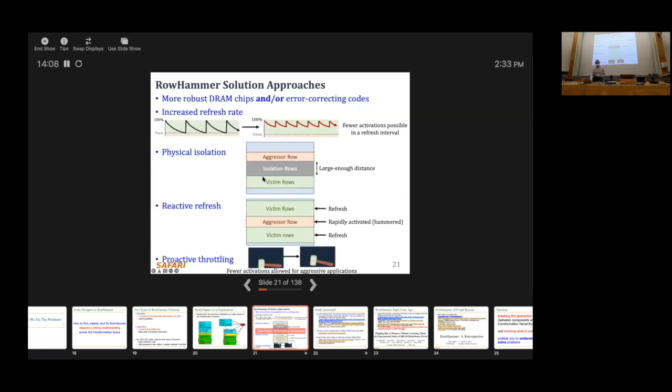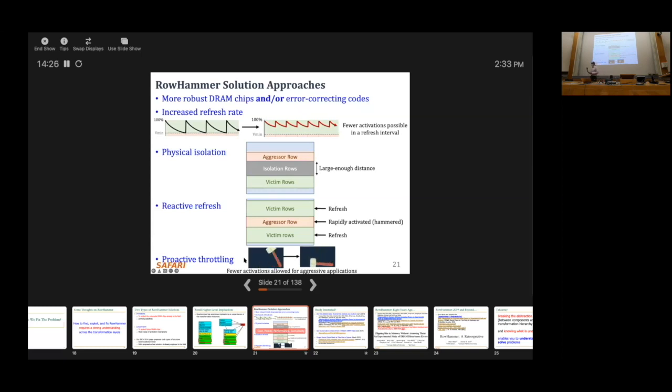This way you can reduce the vulnerability, but there are problems with it because you waste a lot of memory, for example. You can reactively refresh. This is the solution that we proposed that's employed. You don't need to know the details of it, but you can think about it. This is just to lure you into topics similar to this. Or you can reduce the access rate to memory.